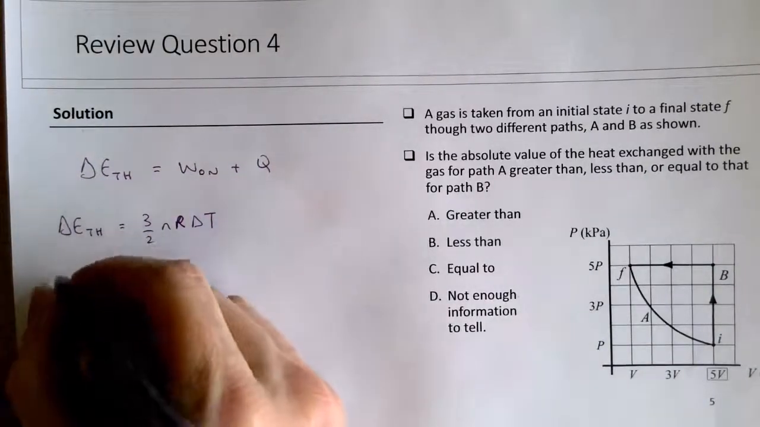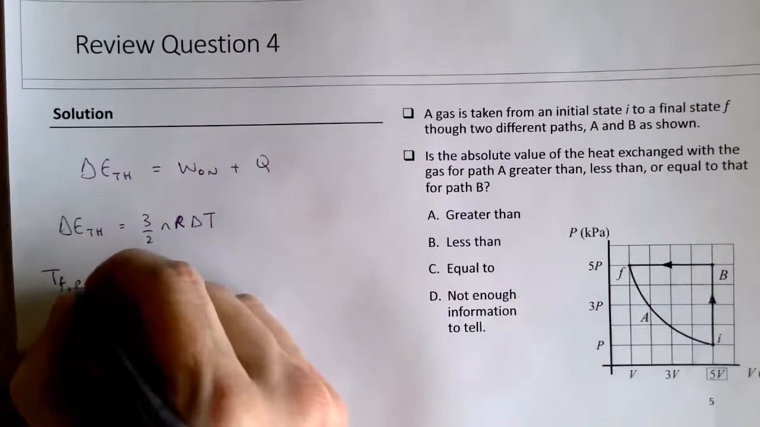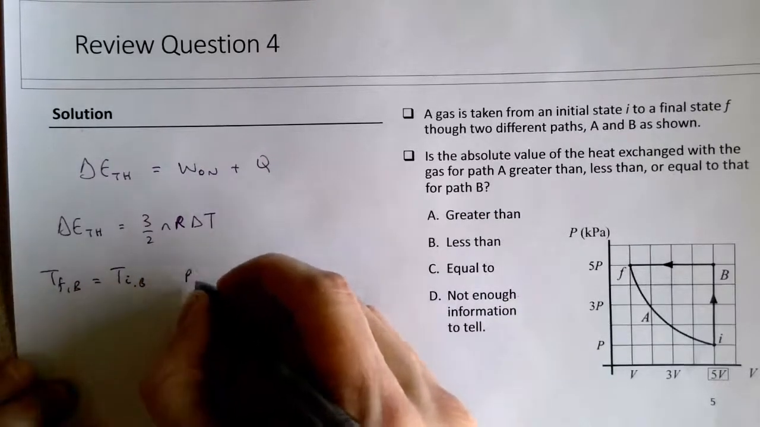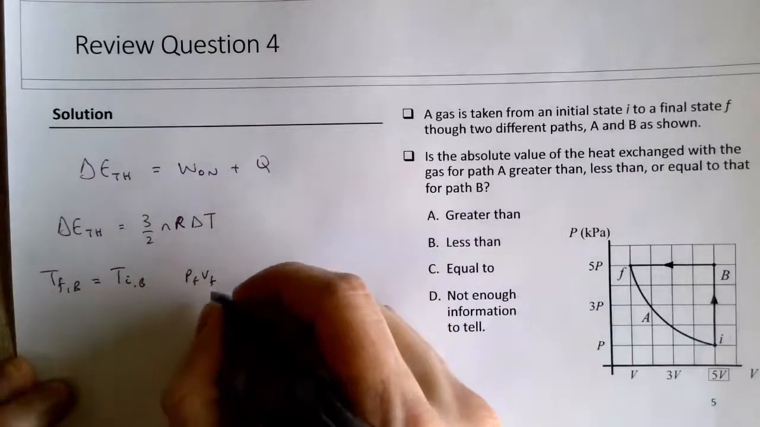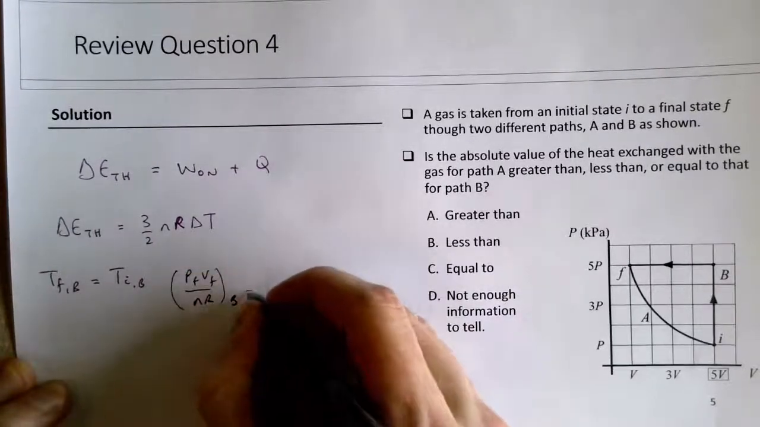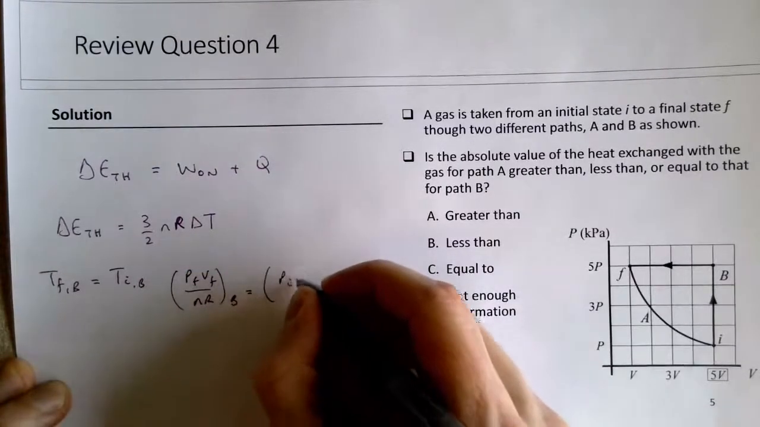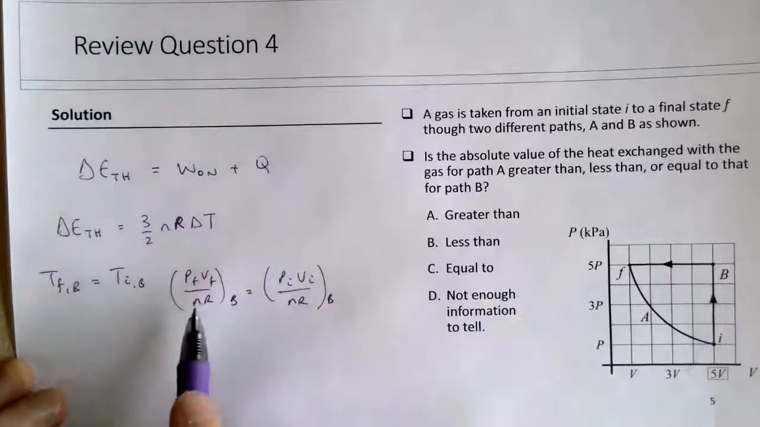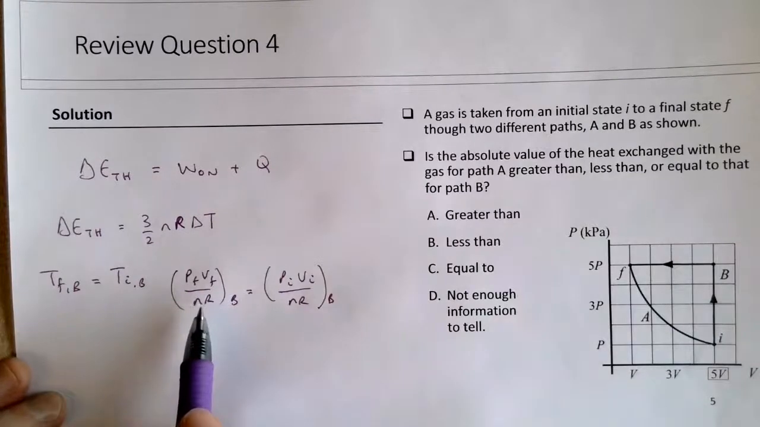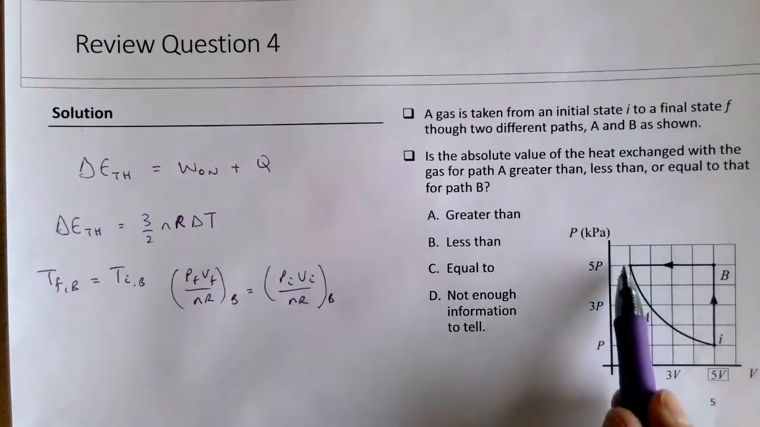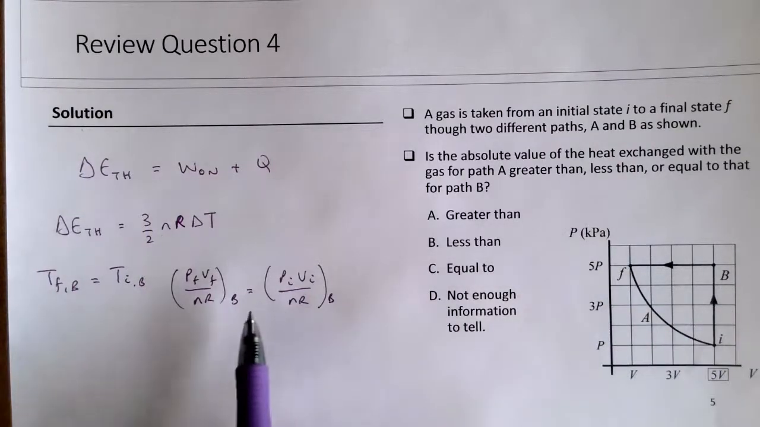So T final B is equal to T initial B, because P final V final over N R for process B is equal to P initial V initial over N R for process B. So that is by definition the temperature. Both processes start in the same state and end in the same state, so it's probably overkill here.